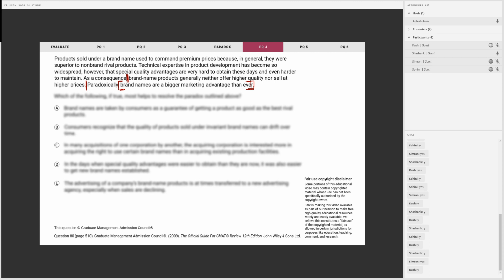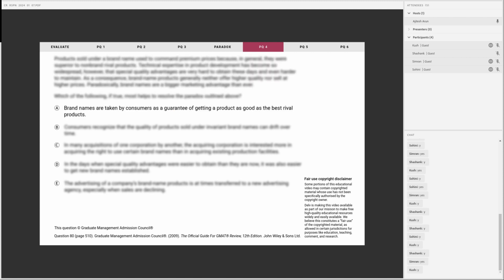So the first situation is exactly what you said, right? They don't offer higher quality, nor do they sell at higher prices. But the second situation is brand names are a bigger marketing advantage than ever. And that's how we should look at it. They're a marketing advantage. Whether that translates to higher revenue or not, we're not sure, or at least the question doesn't say anything on that. Okay, so marketing advantage in this case, what exactly, according to you, does that mean? A marketing advantage would just mean that it is easier for you to sell your product in some way. Okay, got it. Awesome.